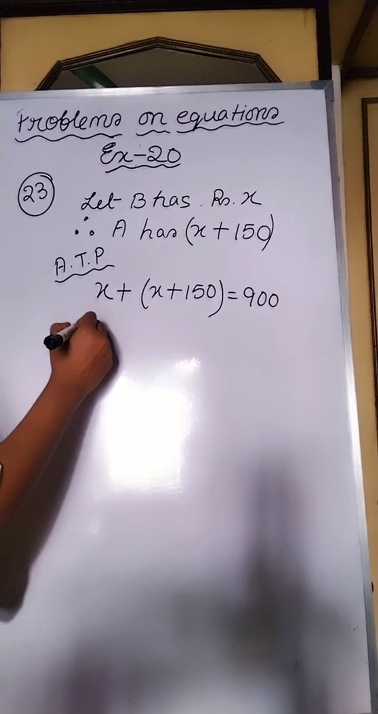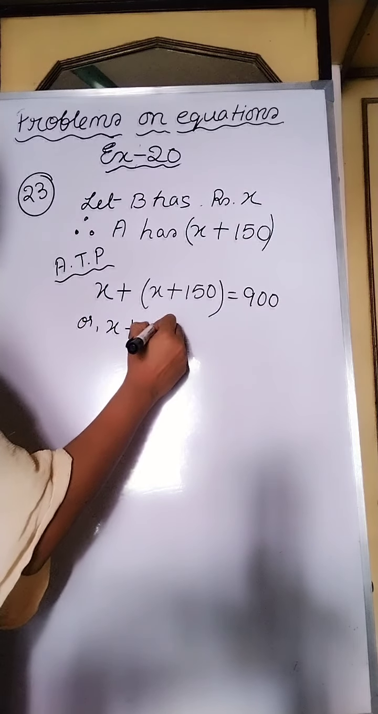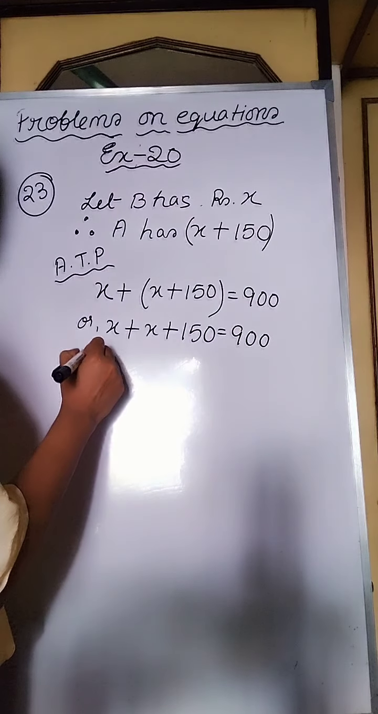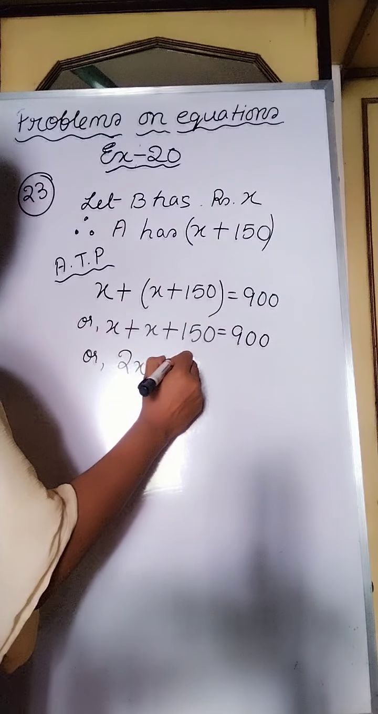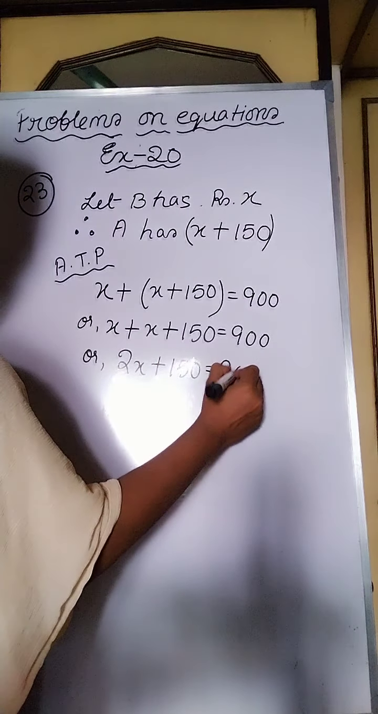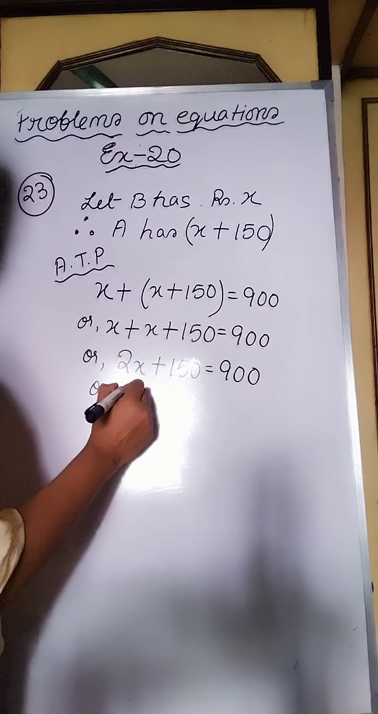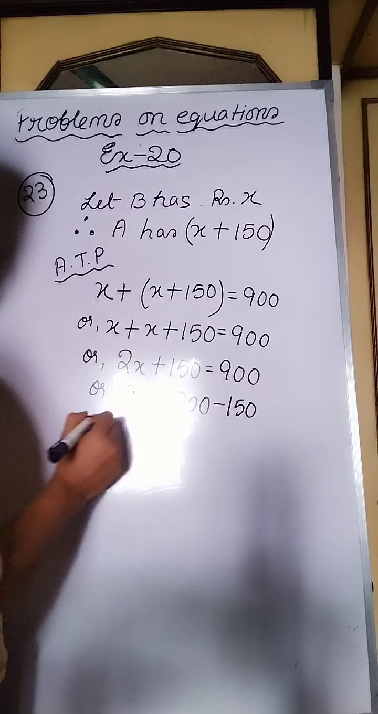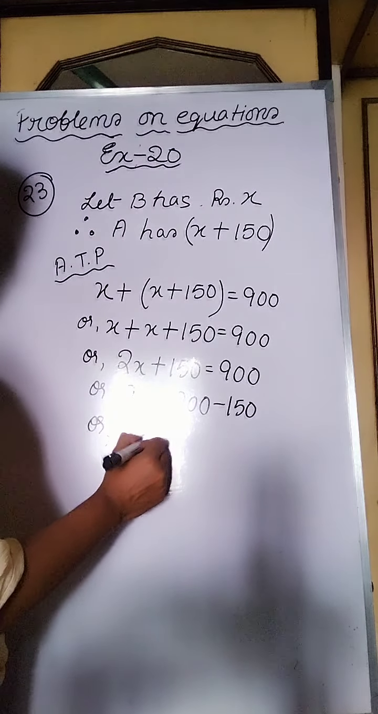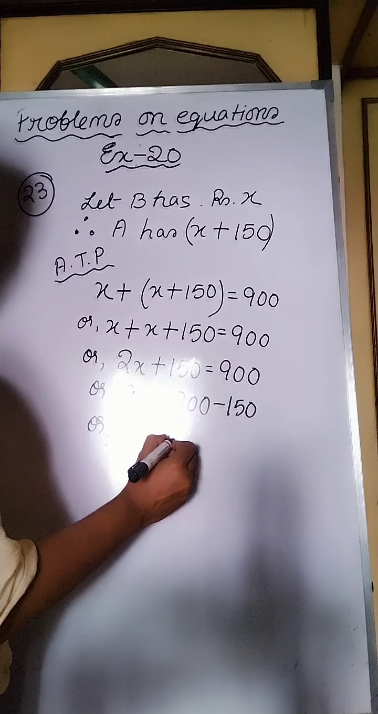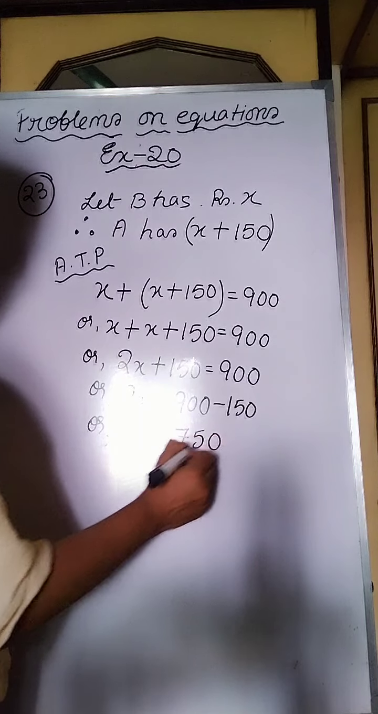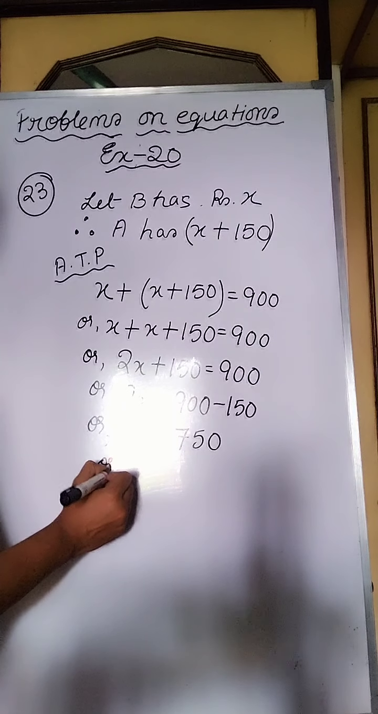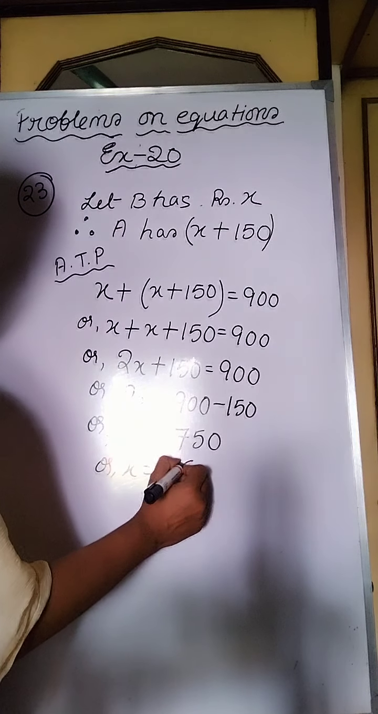So X plus X plus 150 is equal to 900, or 2X plus 150 is equal to 900, or 2X is equal to 900 minus 150, or 2X is equal to 750, or X is equal to 750 by 2.